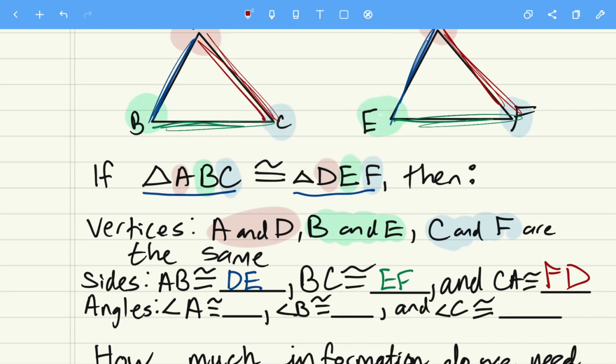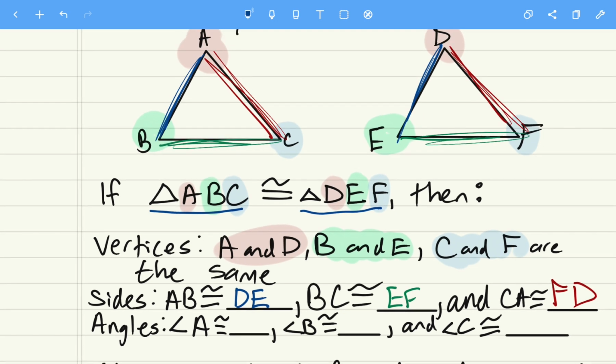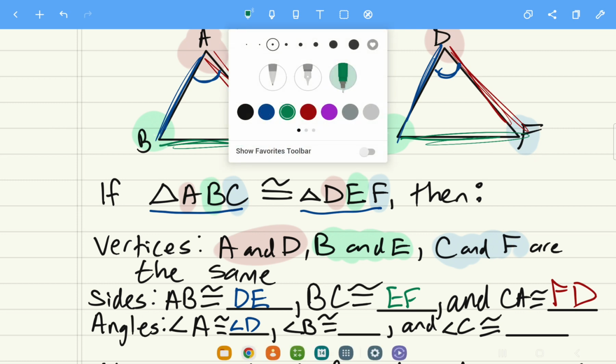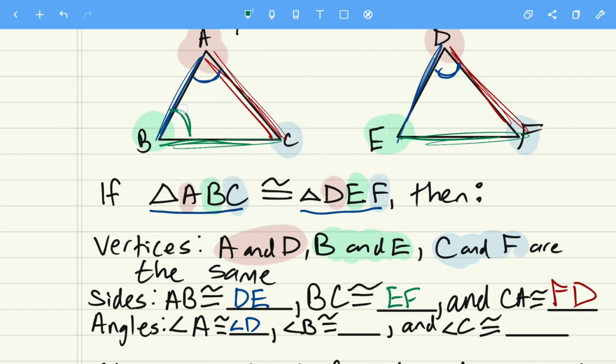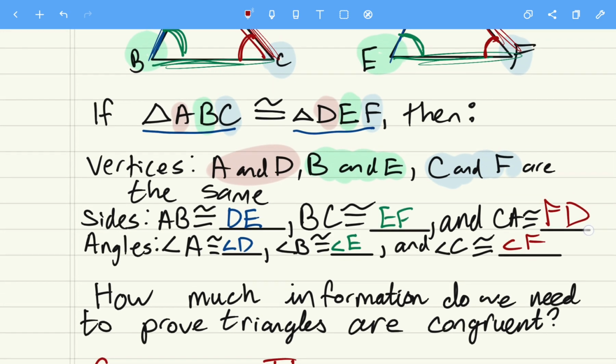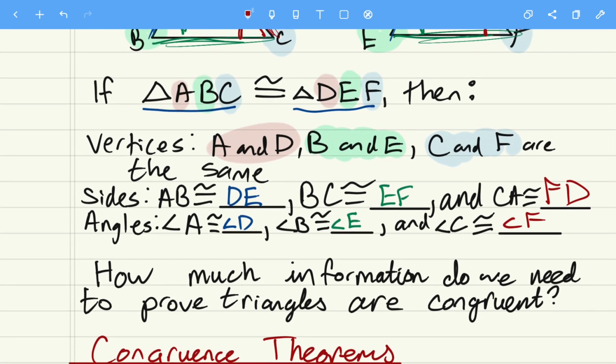And this goes for angles as well. So we have angle A right here. This corresponds with angle D, and if the triangles are congruent, so are the angles. So angle A corresponds with angle D. Angle B corresponds with angle E and is congruent with angle E. And angle C is congruent with angle F. So that's the notation if we know the triangles are congruent.